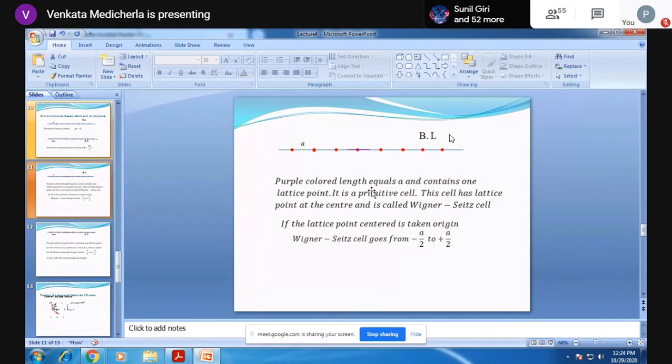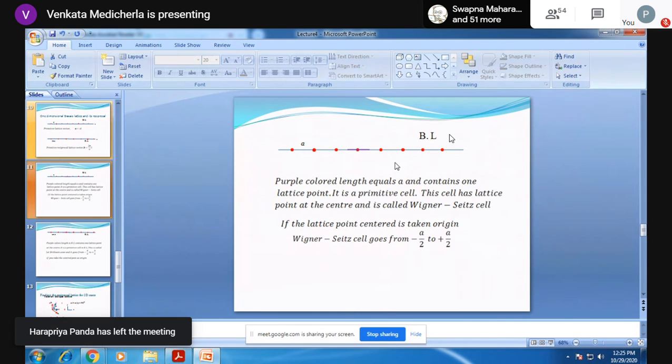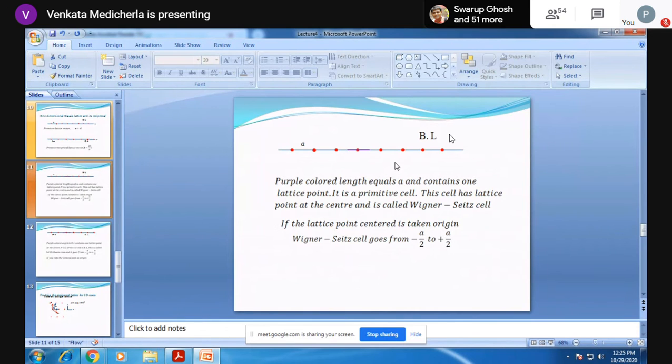So this cell has a lattice point at the center, and this is called the Wigner-Seitz cell. In one dimension the Wigner-Seitz cell is very simple. Just bisect this a here, bisect it here. Whatever is in between is called the Wigner-Seitz cell. The Wigner-Seitz cell is a primitive cell because it has only one lattice point, but the lattice point is at the center of the cell, not at the corners. Earlier I told you ordinary primitive cells have lattice points at the corners, but this has the lattice point at the center. So only one lattice point in this length a. That's called the Wigner-Seitz cell.